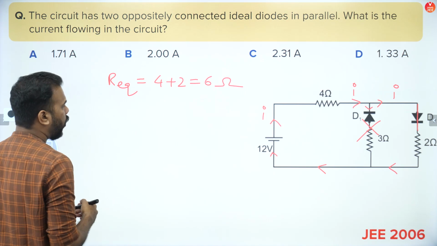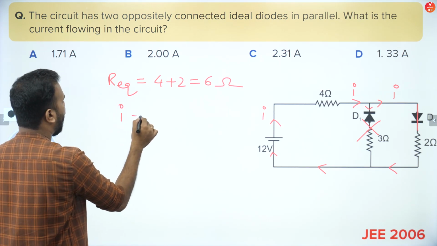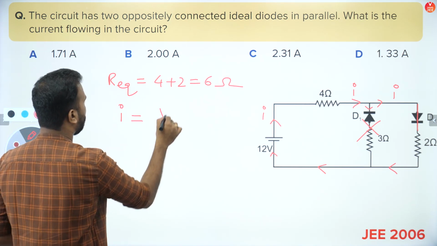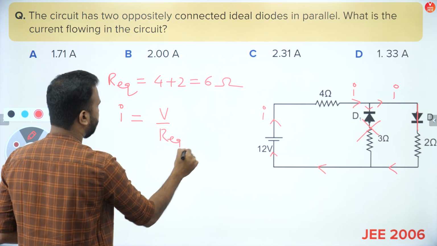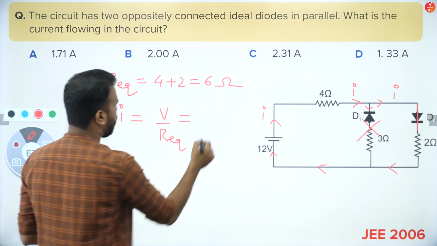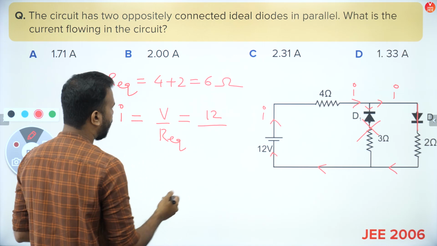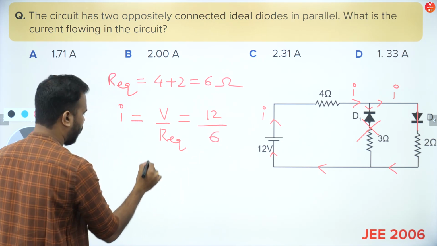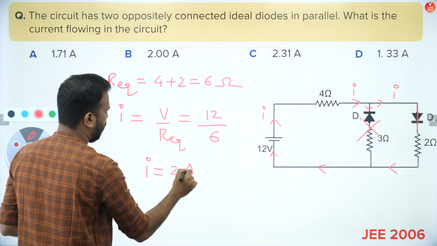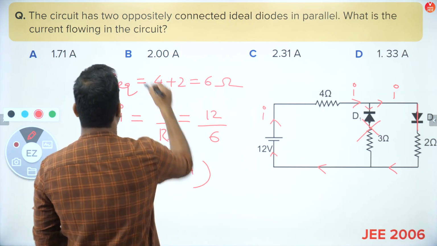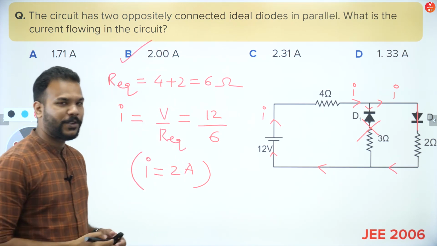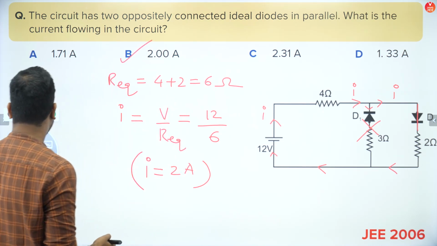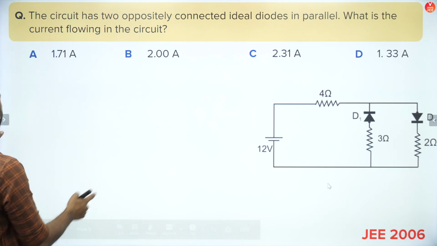Okay guys, now we have to find out the value of I, which is basically V by R equivalent. The voltage of the battery is 12, it's an ideal battery, and this is 6. Very simply we get the answer as 2 ampere, and yes, the answer to this question becomes option B. Okay, cool guys. Moving on to the next one now.